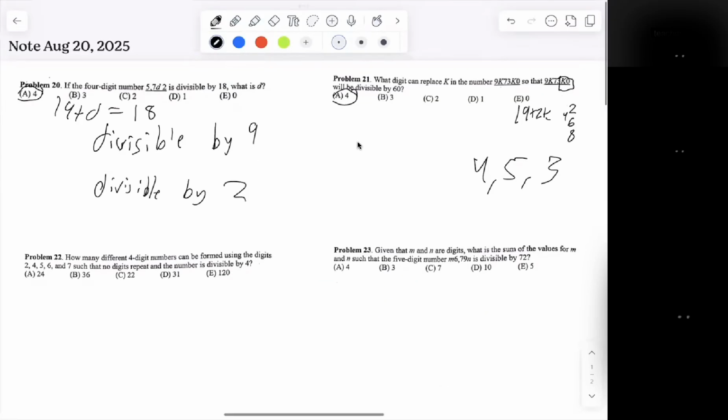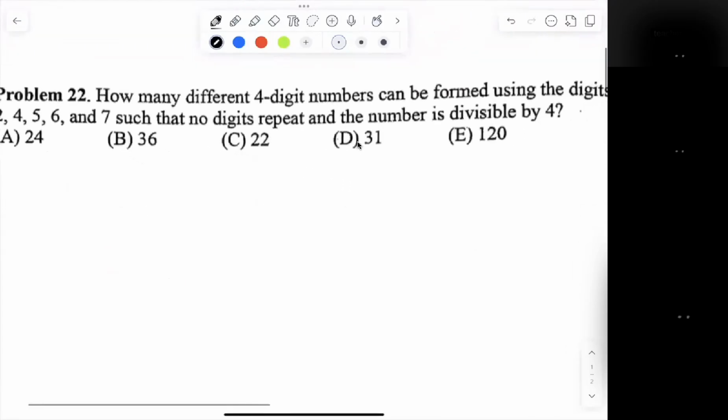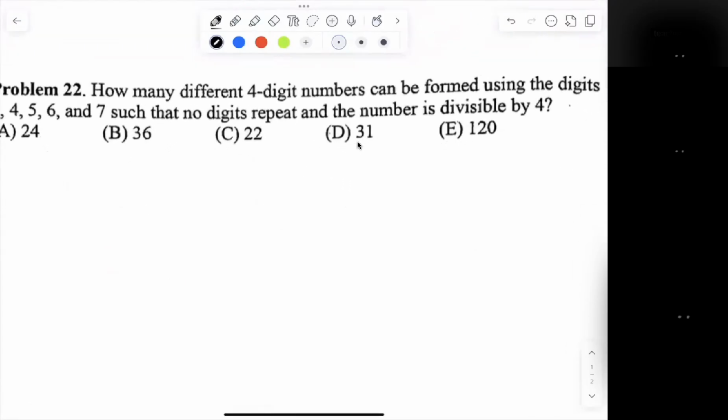All right? Now let's move on to problem 22. I'll let you guys have a try on this question and tell me the answer in chat.